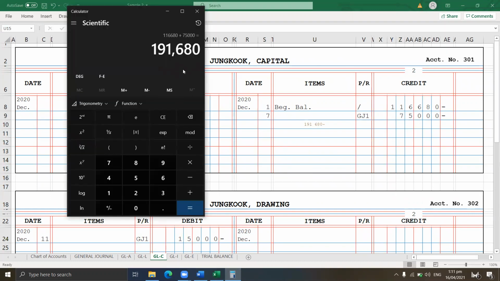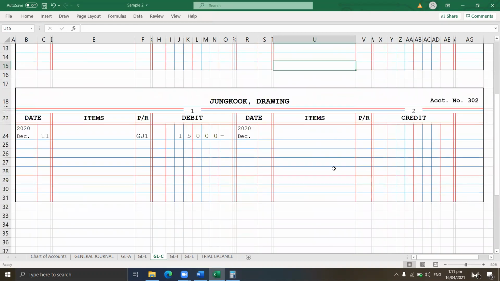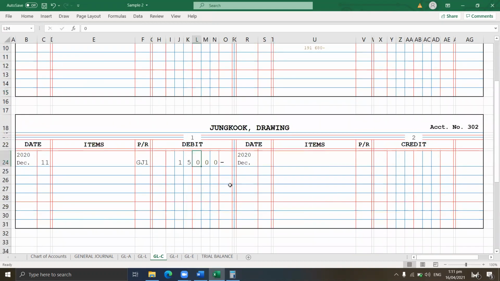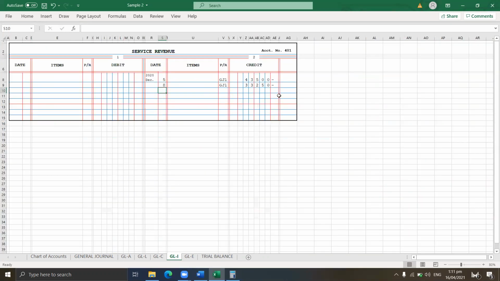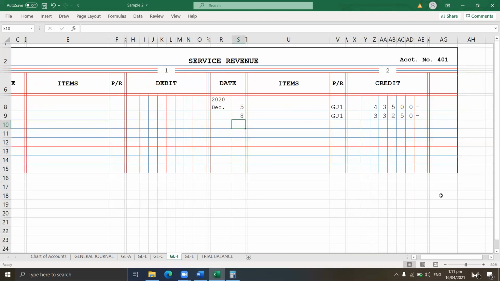Okay, double check, 191,680. Okay, so that's for capital. Sa drawing natin, mag-isa lang siya, so let it be na 15,000. Okay? Then for our income, dalawang income item lang naman tayo.